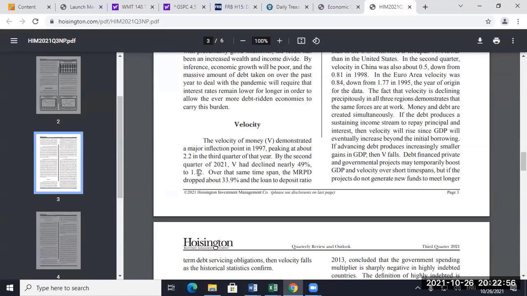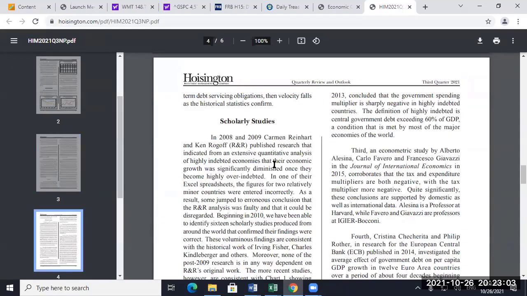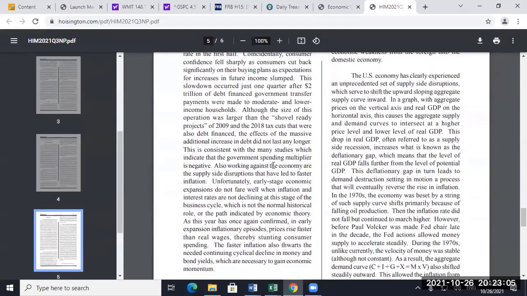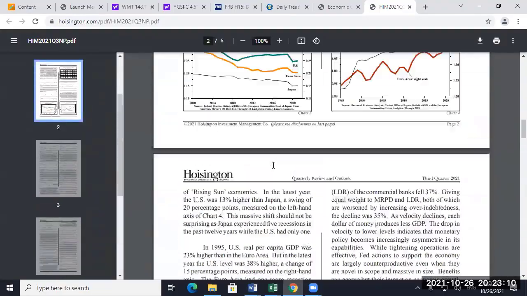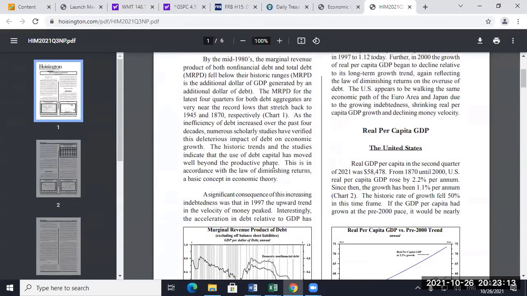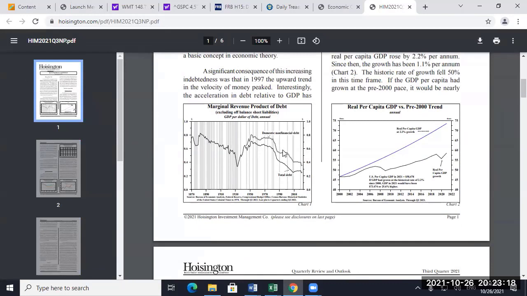Velocity had declined nearly 49% to 1.2 over the same period. So if you look at some of his older ones, he has some great charts on velocity. It's pretty amazing. And the other amazing thing is he writes this every quarter, and every one of them has some new radical thing that is really interesting. Here's his marginal revenue product of debt. What is the impact of debt on GDP? Of having more debt? He's just showing that it's just declining.